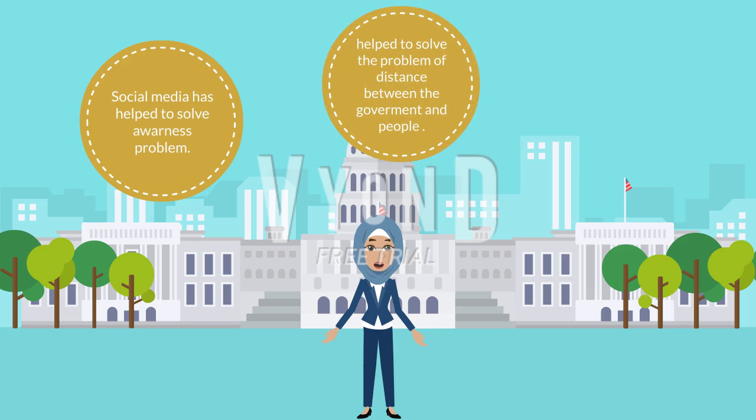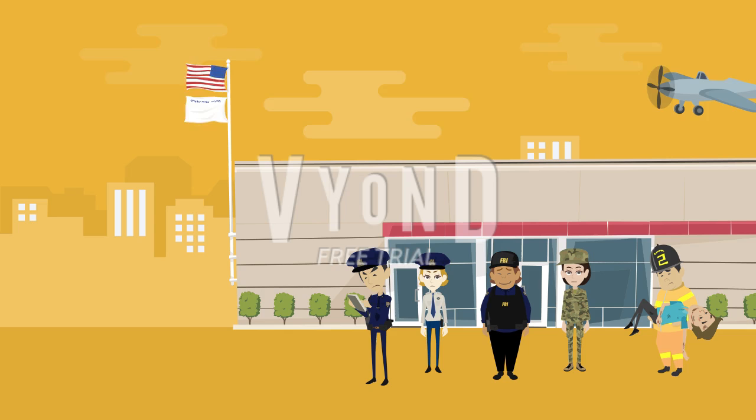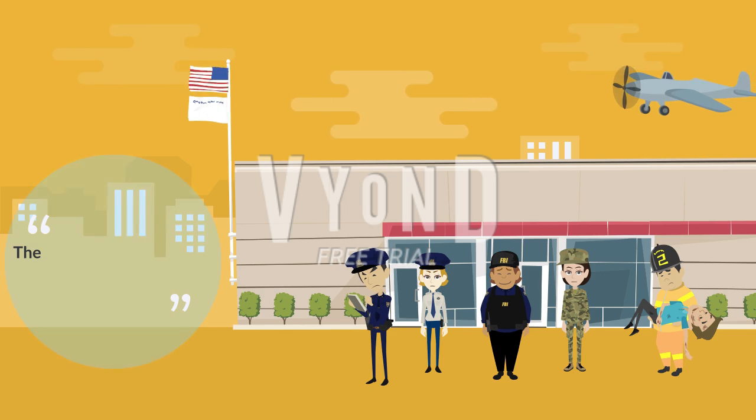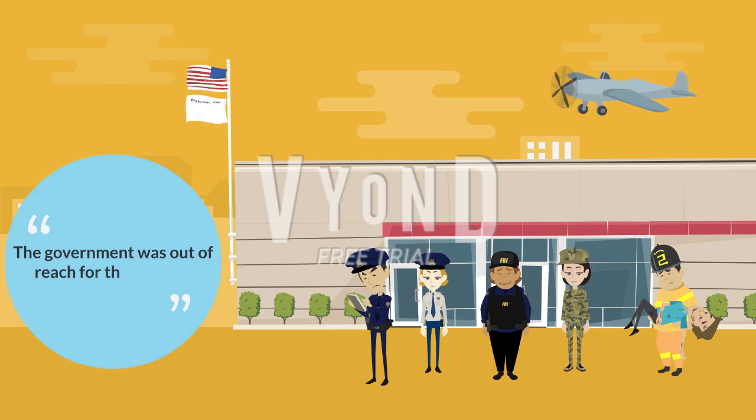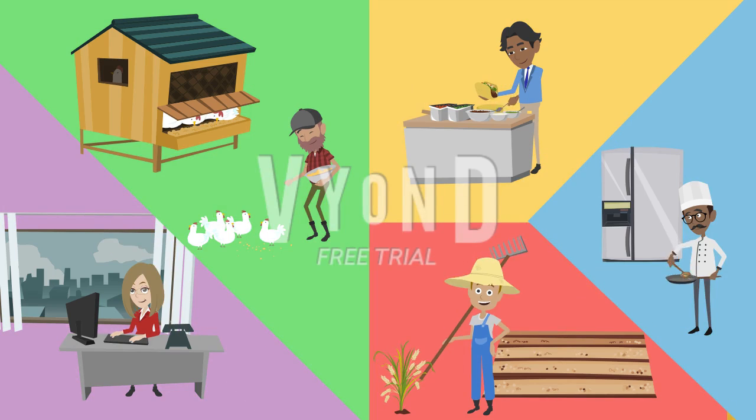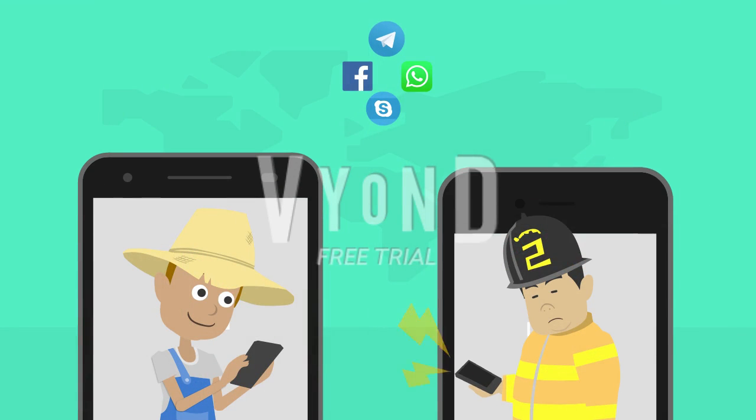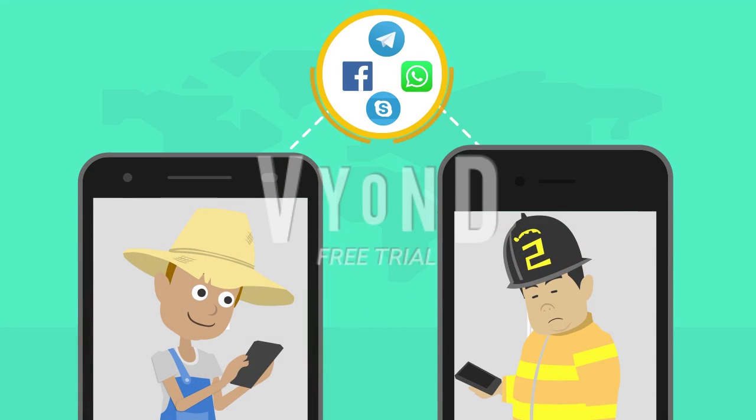Second, social media has helped to solve the problem of distance between the government and the people. Right before the advent of social media in Malaysia, the government was out of reach for the citizens. The government could do unpleasant things that should be addressed, but the citizens could not reach them to point out the errors. But with social media, citizens can now voice their views, setting the government on the defensive side.